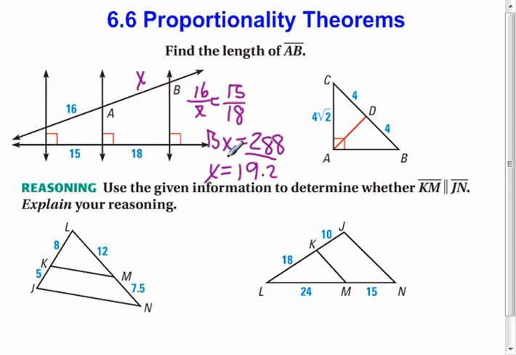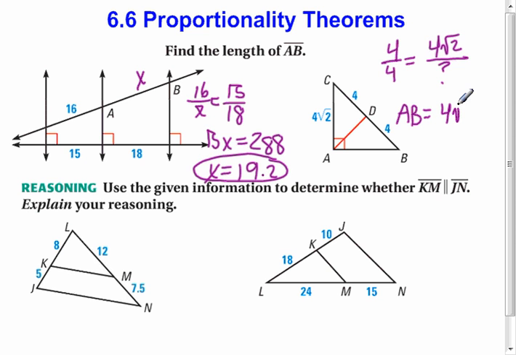19.2. And then see if it's reasonable. It looks like that would be pretty good. Over here, ooh, this is a tough one. 4 over 4 equals 4 square root of 2 over what? The only thing that could make that equal would be if AB was 4 square root of 2.